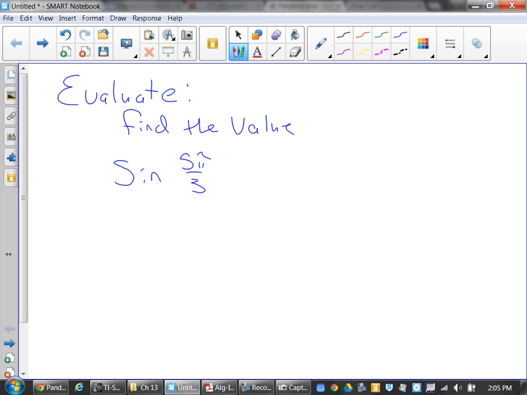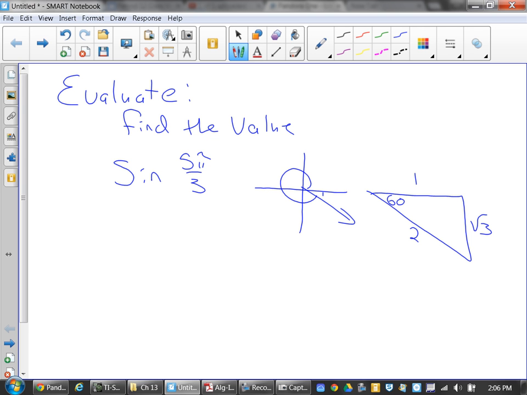What's it equal? Well, 5 pi over 3, you have to spin yourself around to figure out what quadrant you're in by using your reference angles. So 5 pi over 3 is almost 2 pi. How far are you off of your x-axis? 60 degrees. So my reference angle is 60. In my triangle, opposite my 60-degree angle is always the root 3. Here is 1, and this is 2.